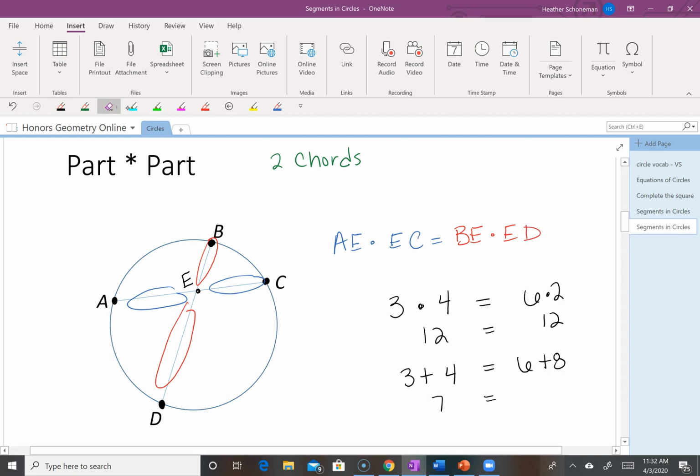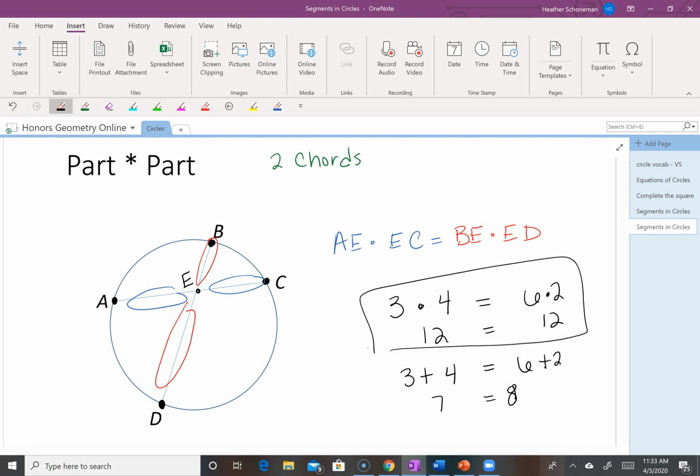Whoops, why did I put 8 there? Their sum might be the same. Their products are the same. Okay, so what we're doing today is showing that the products are equal, not that the actual lengths are equal. So that's where I think people get confused. That typically comes up at some point.